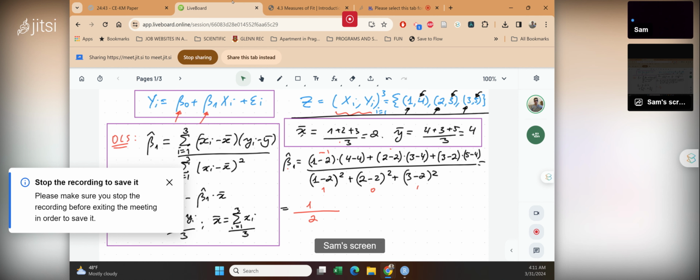And you can use this relationship here. You can say that if this is the case, then beta 0 hat is equal to the average of y, which is 4, minus beta 1 hat, which is 0.5, times the average of x's, which is actually equal to 2. I'm sorry for that. And as a result, you receive 3 for beta 0 hat. Okay, that is how you have to do that.